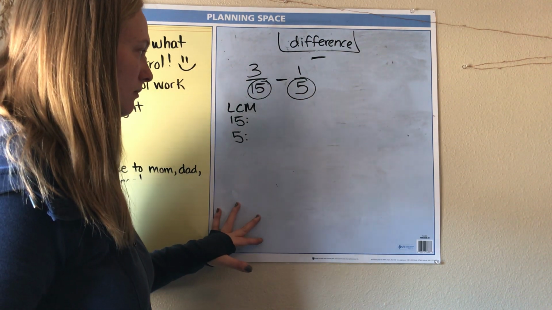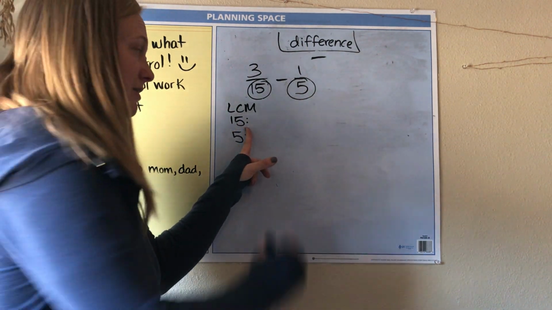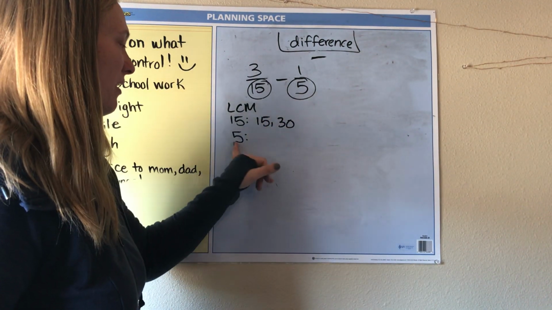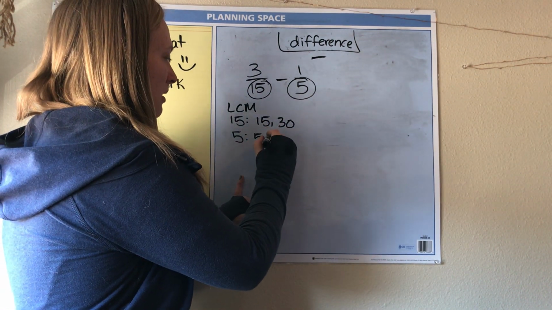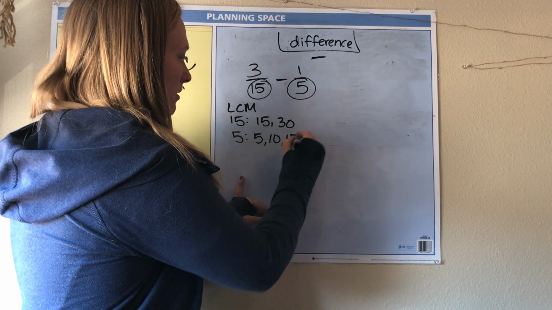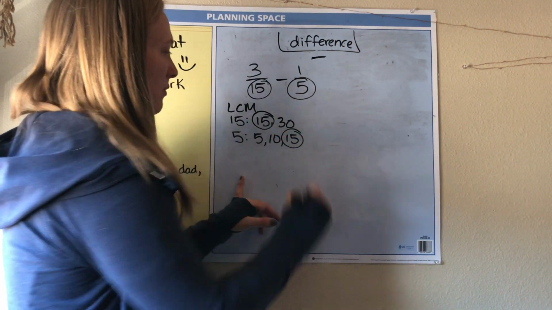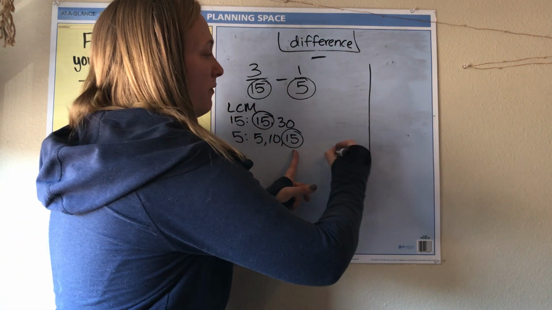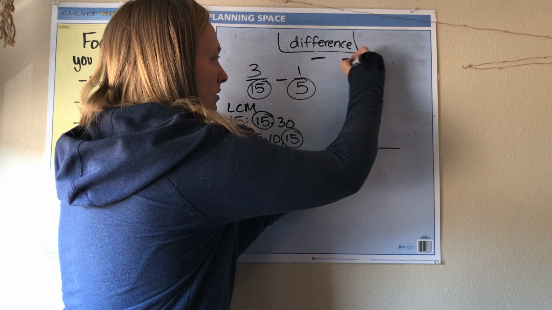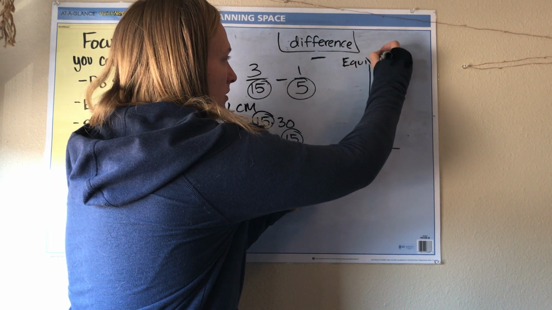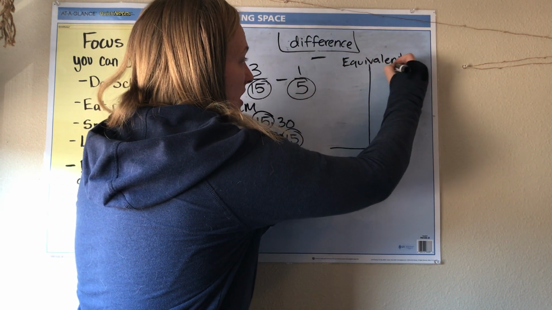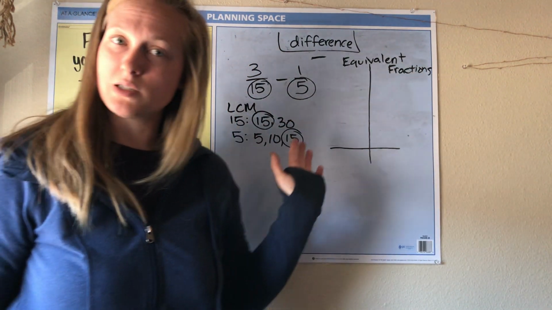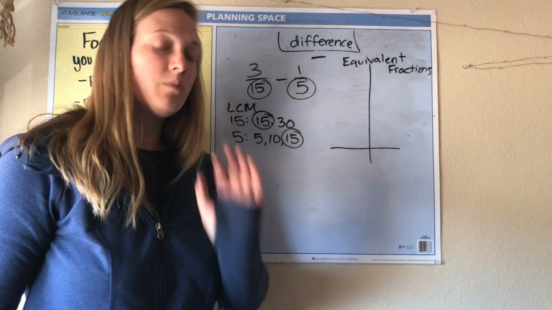Okay? Skip counting by 15s. 15, 30, I'm going to stop there. Skip counting by 5s. 5, 10, 15. My LCM, lowest common multiple, is 15. That is going to be my common denominator for my equivalent fraction. Please make sure that you are keeping up with me on the notes. Again, if you need to pause the video at any time to keep up, please go ahead and do so, okay?